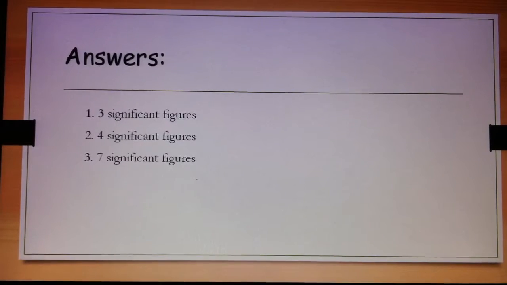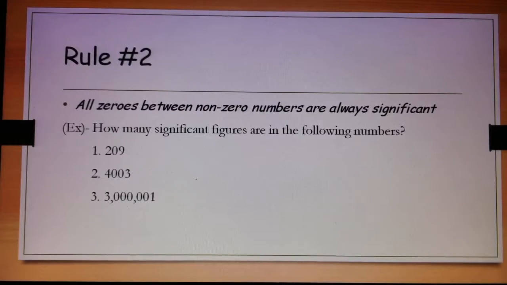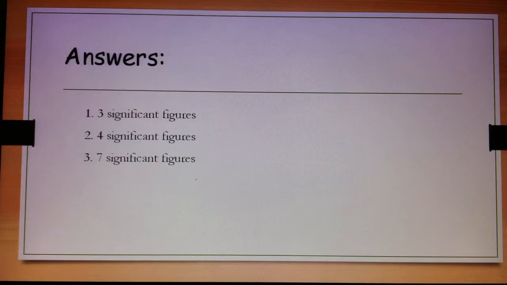For number one, the answer was three significant figures because it was 209, so the zero was between two non-zero numbers, which makes it significant. And the second one, the zeros are between non-zero numbers as well. Well, it's two zeros, but they count in groups too. And for 3,000,001, there's a bunch of zeros between the non-zero numbers, and that makes them all significant. So that's how you get seven significant figures for number three.